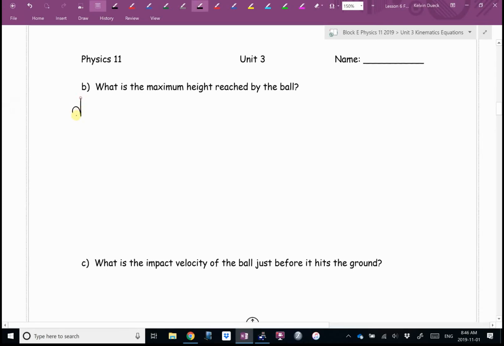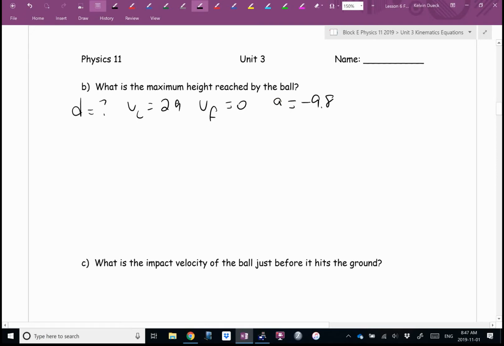So, Karin, let's write down D equals question mark. I'm pretty sure, if I'm not mistaken, VI was 29. VF was 0. A was negative 9.8. Karin, I'm looking for an equation that has a D, a VI, a VF, and an A in it. There is one. I agree, it's VF squared equals VI squared plus 2AD.